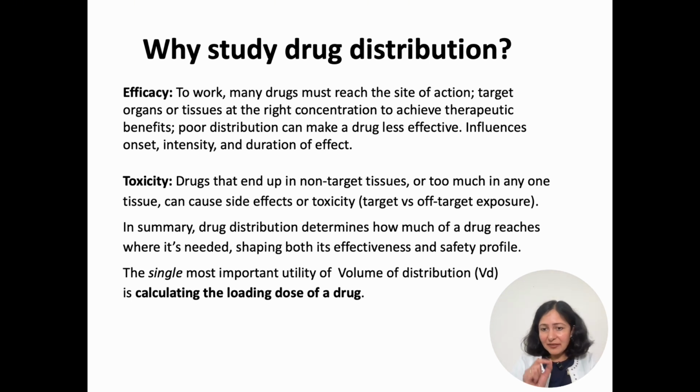Also, if the drug ends up in non-target tissues or too much in one tissue, it can cause toxicity or off-target effects. To summarize, drug distribution determines how much of a drug reaches where it's needed, shaping both the effectiveness and the safety profile of the drug. Also, in this video, we will cover volume of distribution, and the single most important utility of volume of distribution is to calculate the loading dose of a drug.